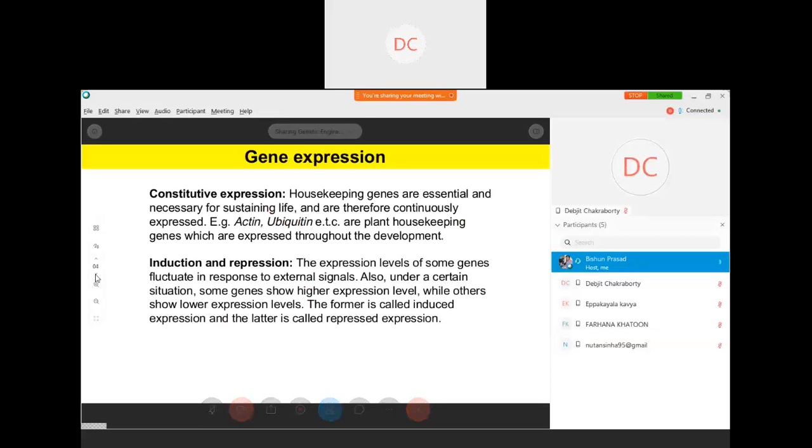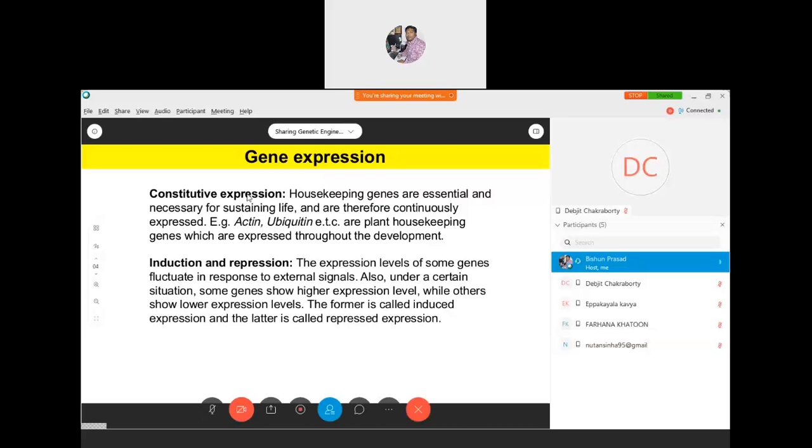So here the gene expression is of two types. The first one is constitutive gene expression, like we breathe, plants do respiration. These are constitutive. If it stops, then the organism will die. So constitutive gene expression is always on. It cannot be off. Once it is off, then the organism will die.